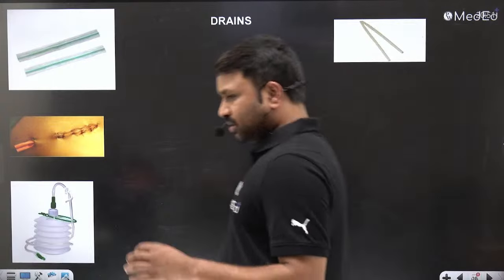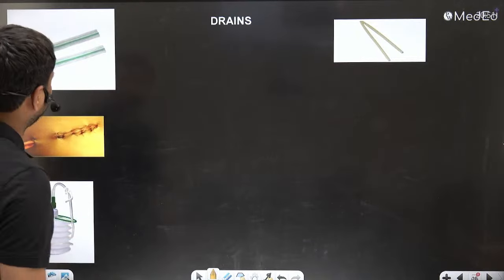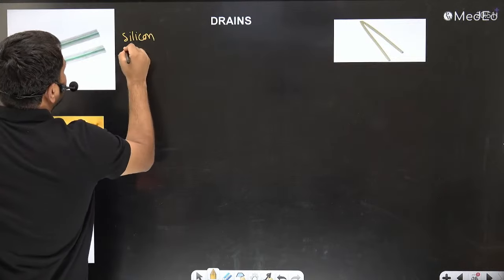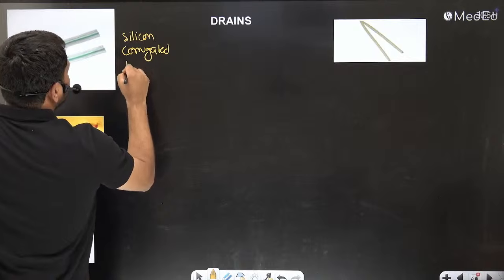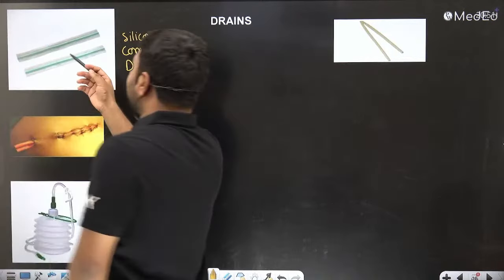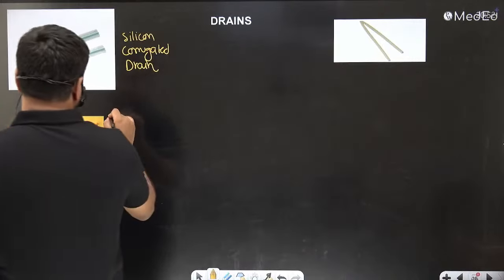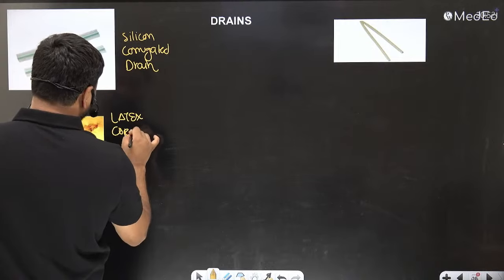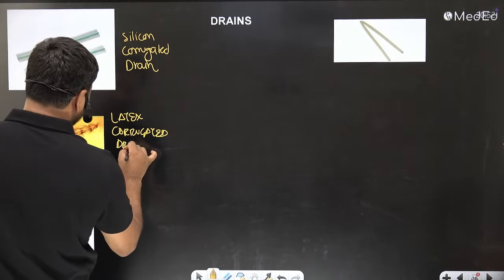Now, these are your previous exam questions. On a quick recap about drains, this is what we call the silicone corrugated drain. It's a silicone-based corrugated drain. See, silicone is going to be transparent. When you see rubber, that is orange color, it is latex. So this is your latex-based corrugated drain.